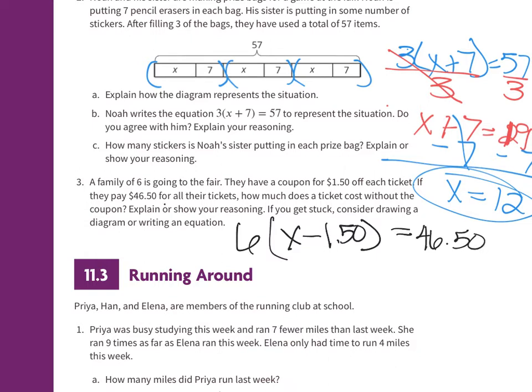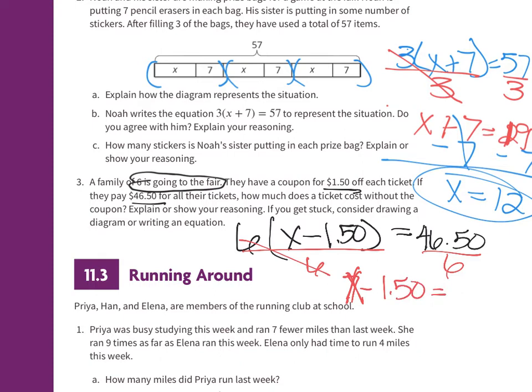Okay, so we had money, and we have 6 going to the fair. So the 6 was different, so that's why it goes outside the parentheses. Okay, so now we divide by 6. Using my calculator, $46.50 divided by 6 equals $7.75. So x minus 1.50 equals 7.75. Okay, now to get rid of a minus, we add 1.50 to both sides. x equals $9.25.